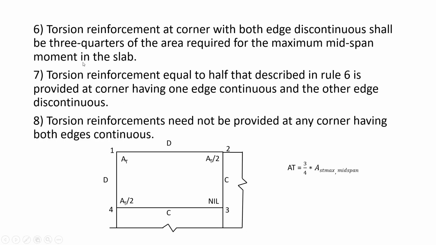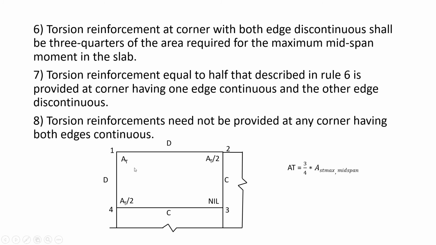Now the 6th, 7th and 8th rules are for the torsion. So for example, I have this slab here. In this slab, the bottom edge is continuous and the right side edge is continuous, and the top and the left edge are discontinuous. So the code says that at a corner with both edges discontinuous, we will provide torsional reinforcement equal to 3/4 of the area required for maximum midspan steel.